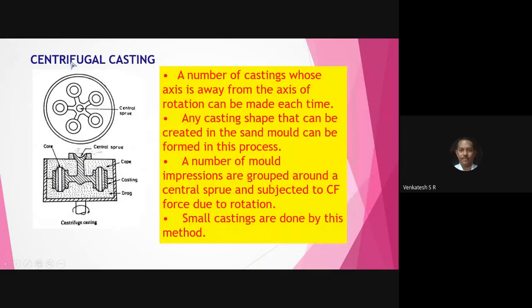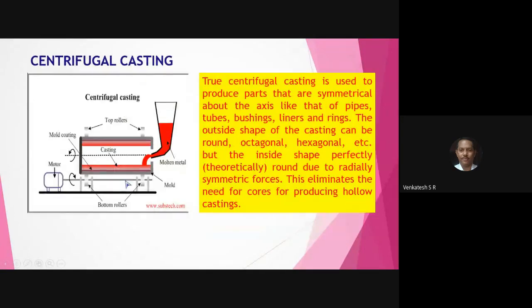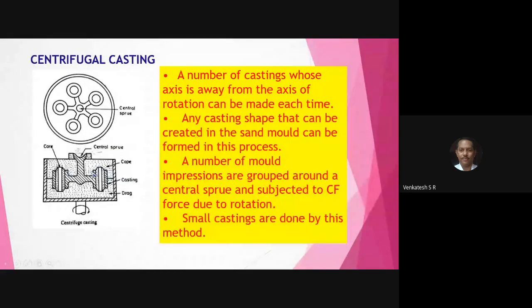Next, come to the point. All of you have seen the pulley. You might have seen pulleys of 100 centimeters or 200 centimeters or 1 meter. Even sometimes large pulleys are cast by using centrifugal casting. This is the horizontal process. This is the vertical process.